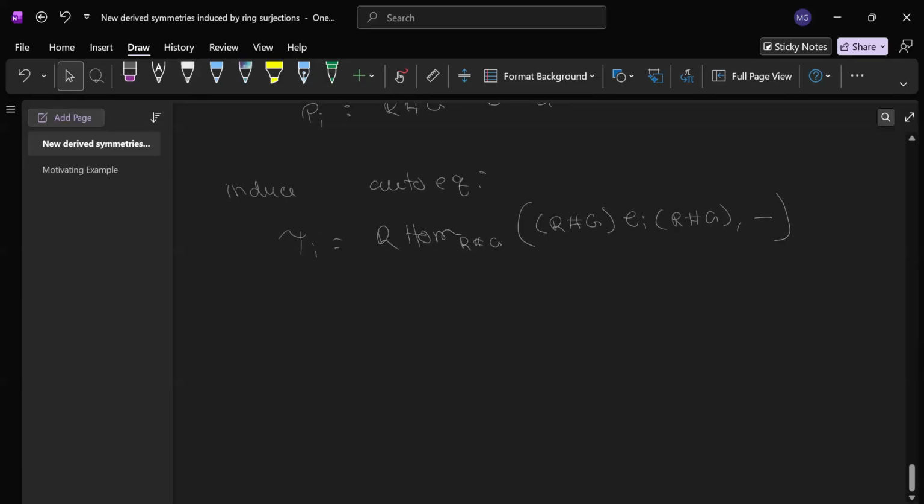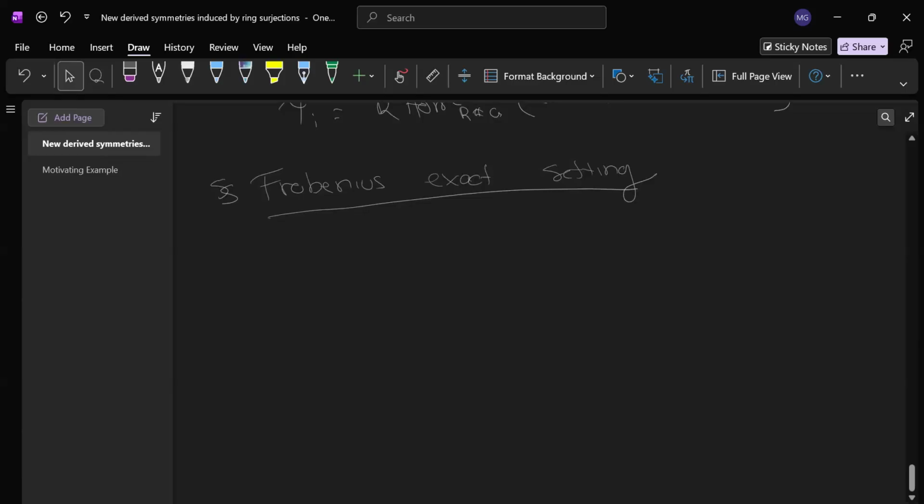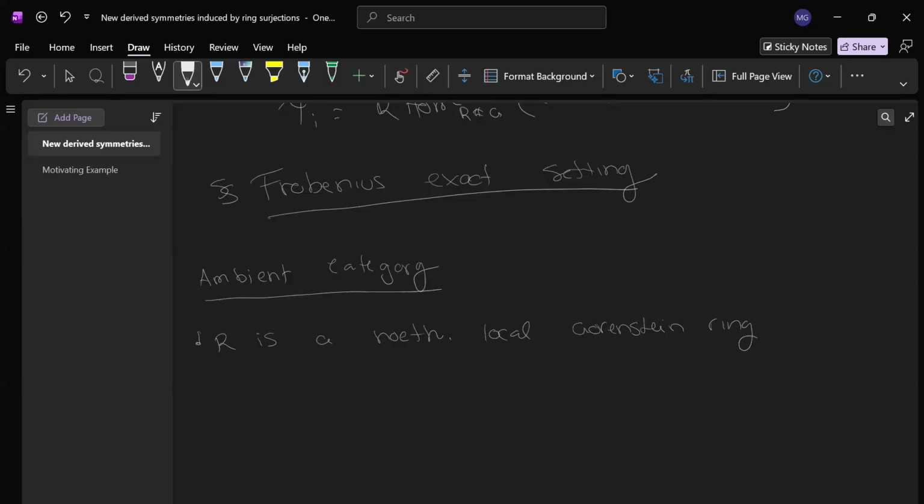And next I wanted to talk a little bit about the Frobenius exact setting. So in this setting, let's talk a little bit about the ambient category that we will work in. To start off, we're going to place the same geometric assumptions that we placed before. So we've got a ring R, which is a Noetherian local Gorenstein ring.